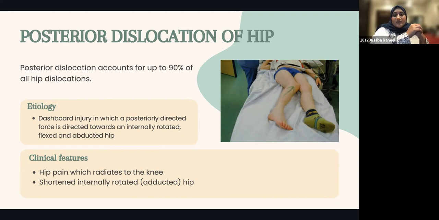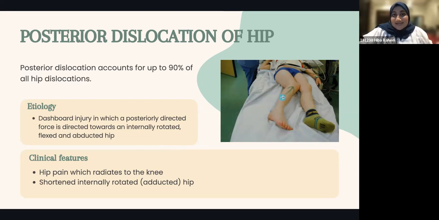So what does the presentation look like? How would the patient come to you? They would be in severe pain. Their leg would be shortened because it's moving back, and it would be adducted and internally rotated. Okay, this is what would differentiate between posterior dislocation and anterior dislocation.